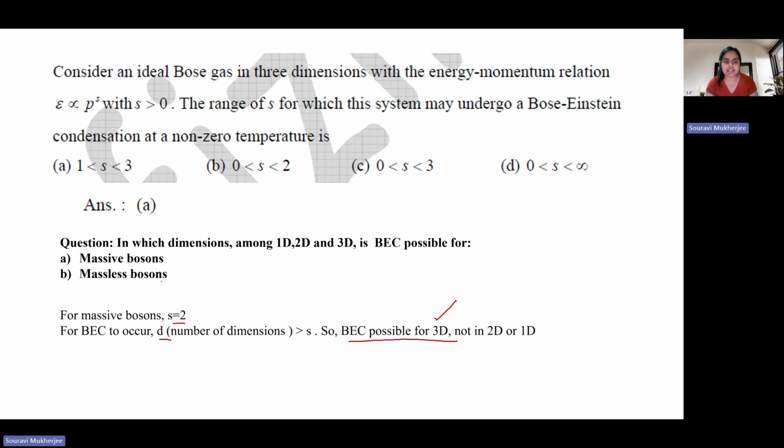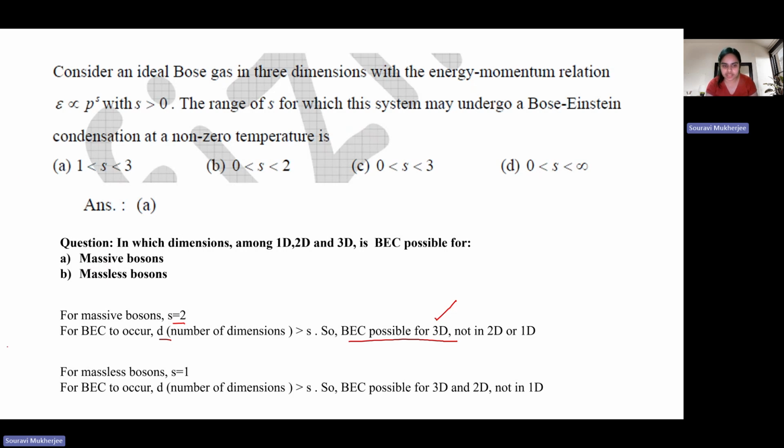But now if you take a massless boson, your energy would be given as P into C. So in that case, S is 1. For a massless boson, S is 1, so BEC can occur when D is greater than S. That means BEC can occur in 3 dimensions as well as in 2 dimensions, not in 1 dimension. So for massless bosons, you can get BEC in 2 dimensions, but you cannot get BEC with massive bosons in 2 dimensions. That comes from the same relation that D by S should be greater than 1. So that's a very important relation to remember.